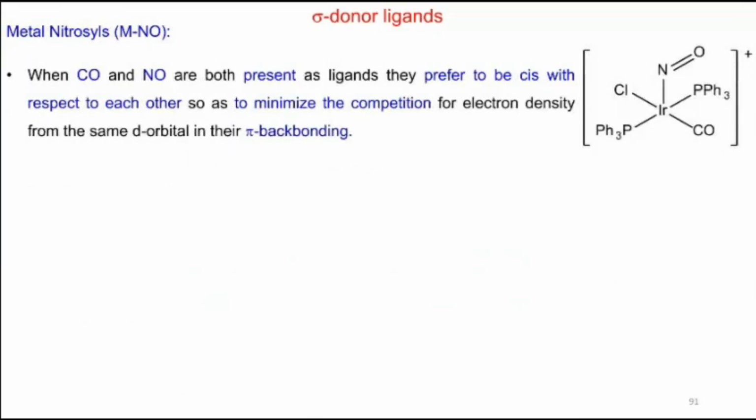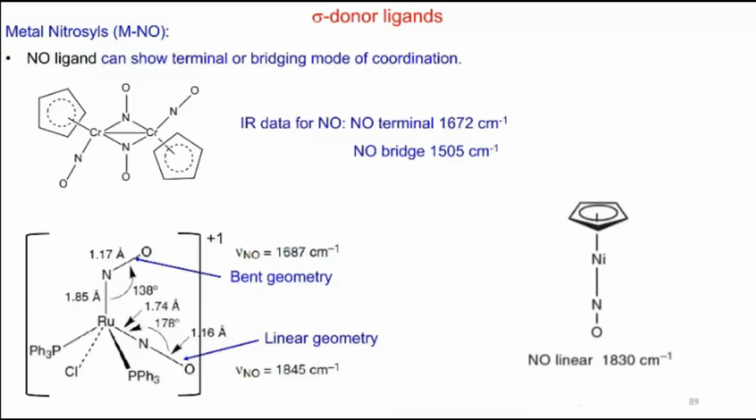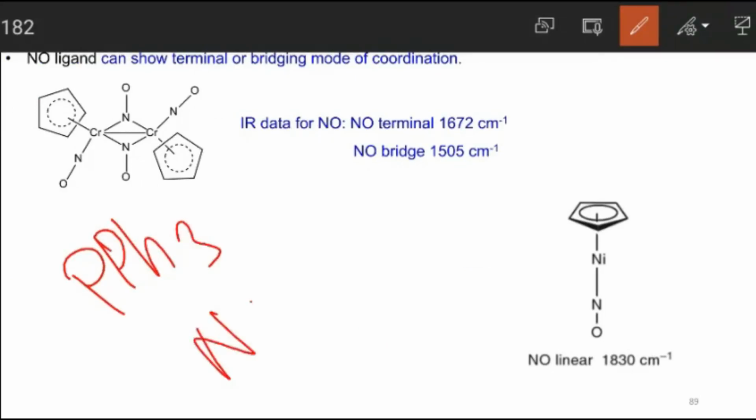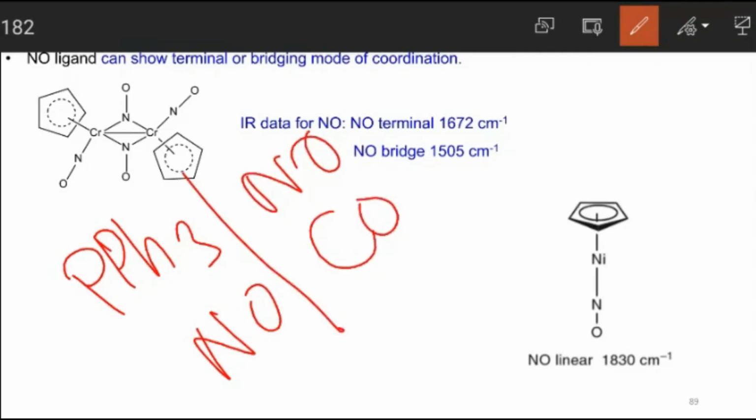Okay, now I have another question. If you are provided with, say, a nitrosyl ligand and carbon monoxide attached to the same metal center, then what could be the geometry exhibited by these strong pi accepting ligands? Your carbon monoxide is also a strong pi accepting ligand, your nitrosyl is also a strong pi accepting ligand, and PPh3 is also a pi accepting ligand.